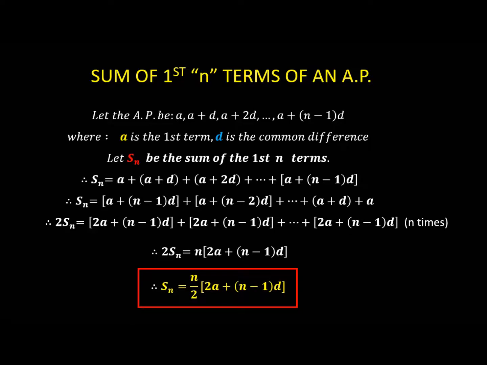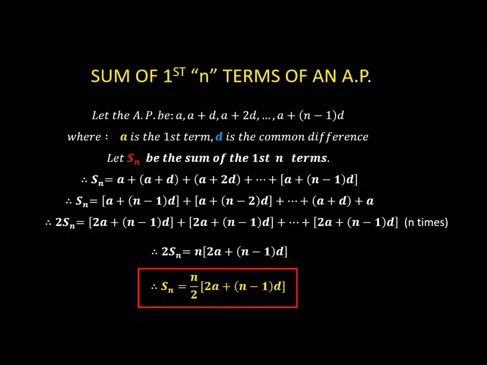This is the formula that you will be using to solve most of the problems in this section on finding the sum of the first n terms of an AP. But before we finish, I just want to draw your attention to one little point. That is, if you look at this term 2a plus n minus 1 into d, like I said, we get this by adding the first and the last terms.